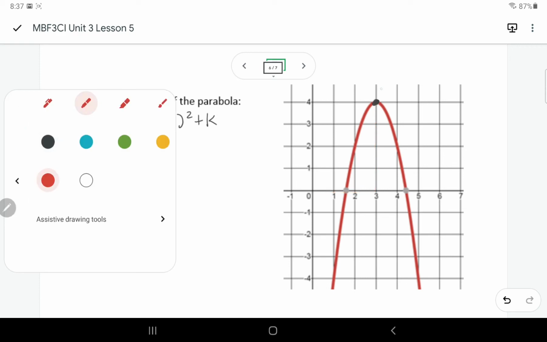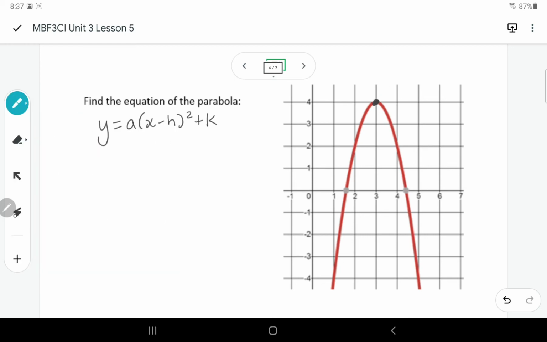So the vertex here, do this in another color, is (3, 4). So it's going 3 to the right and 4 up. The 3 to the right tells me something about the h value, and the 4 up tells me something about the k value. So that's going to help me. This is going to be x, and remember, opposite sign. It went to the positive side, so I have to put a -3. And then the +4 at the end says up 4. So you're just kind of working backwards here.